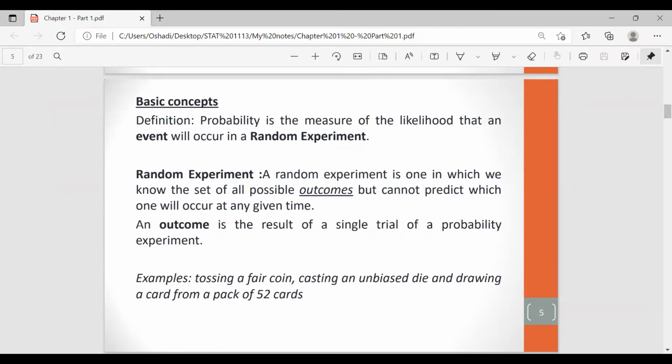When casting an unbiased die, again we know what the outcomes are. The outcomes would be 1, 2, up to 6, right? Since it's an unbiased die, all the numbers have an equal chance of being selected, right? So we know what the outcomes are, but we can't predict what the outcome would be at any given time.